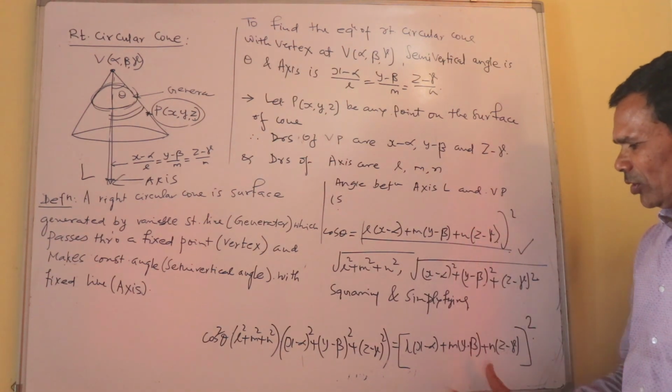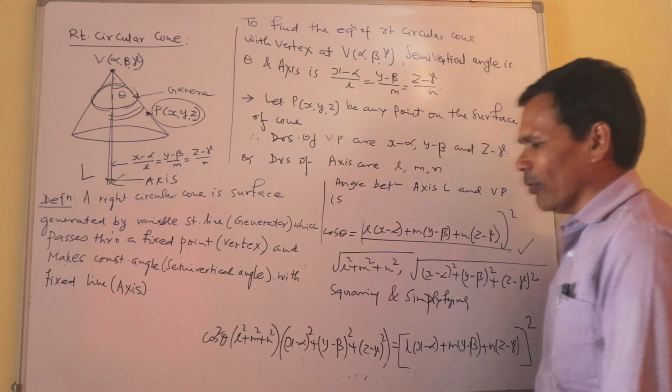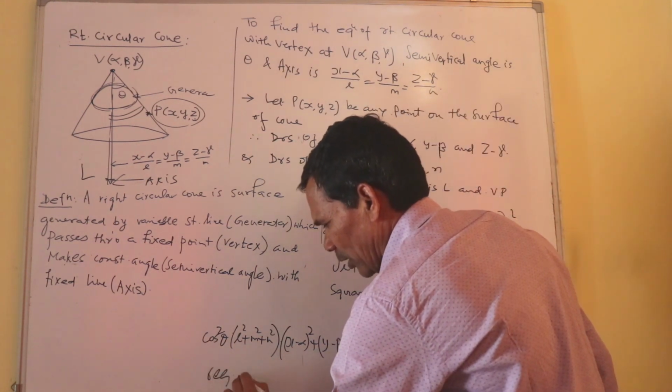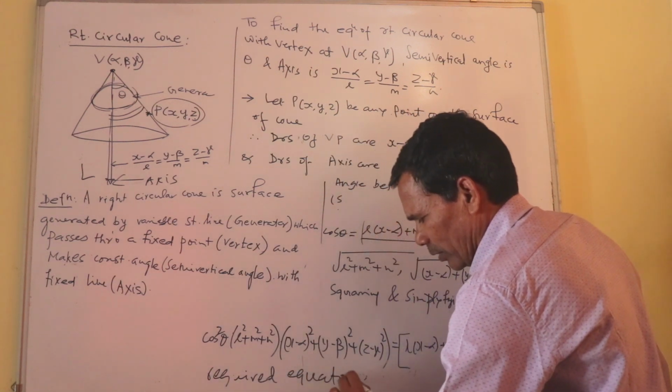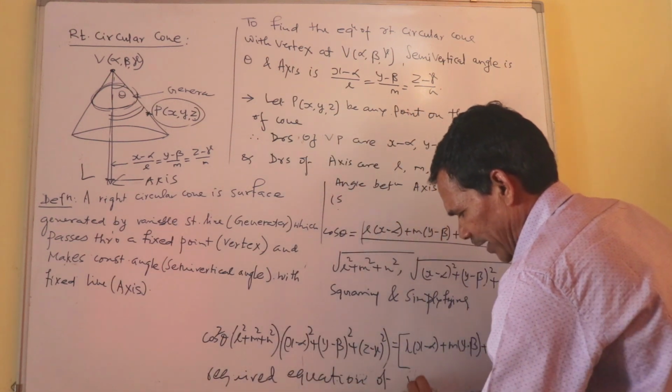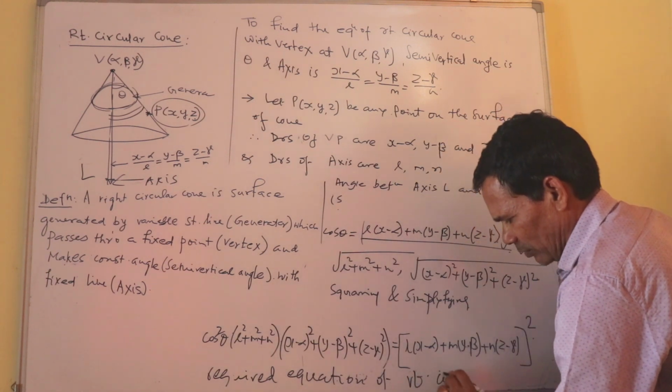This on simplification gives the required equation of the right circular cone.